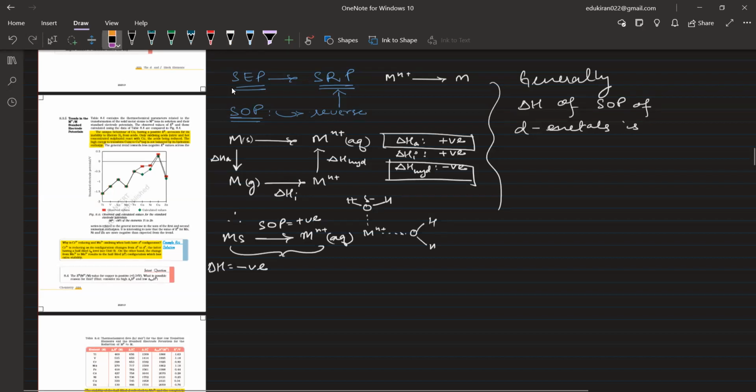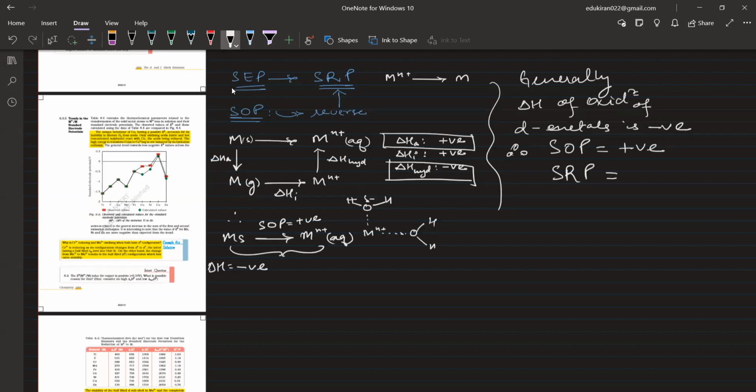Wait a second. Delta H of oxidation of d metal is negative. Therefore, SOP is positive. And if SOP is positive, SRP will be what? Tell me, guys. Positive, negative. Negative. यानी कि standard electrode potential will be negative, because SRP is equal to SOP only. Sorry, SRP is equal to SE. Is that clear? Yes or no?